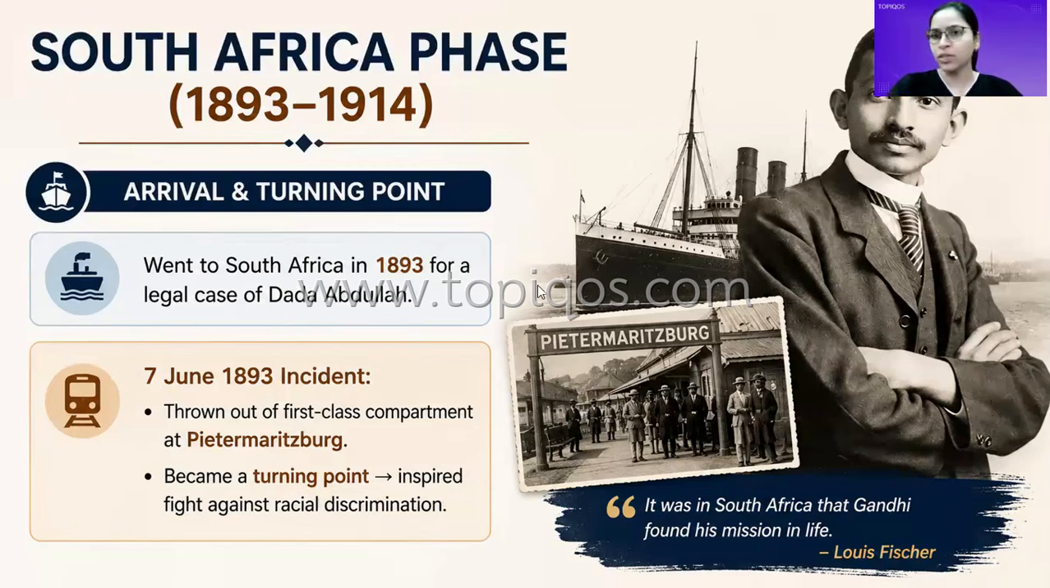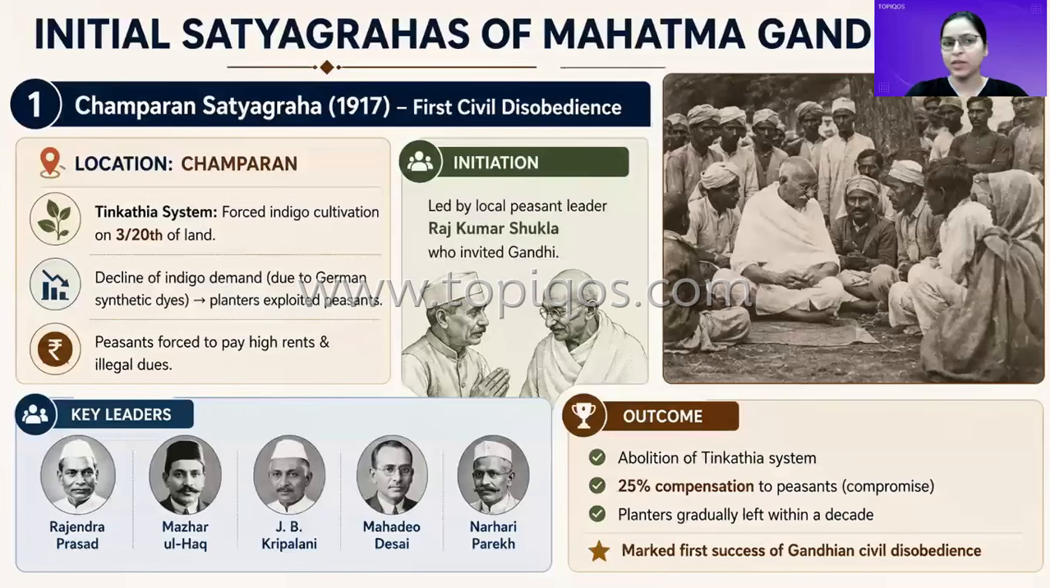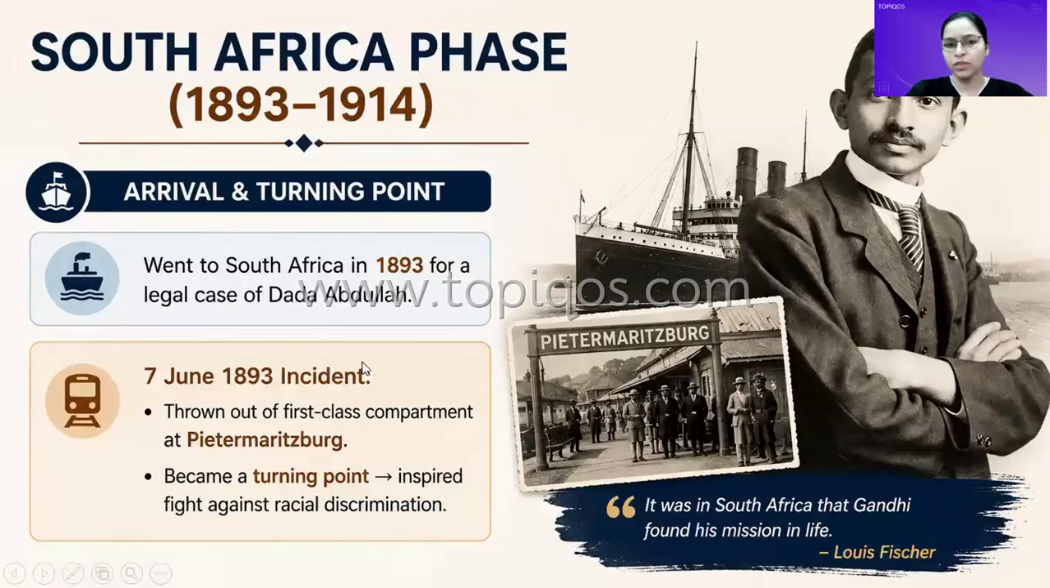Gandhi even called his wife Kasturba, and she was also accompanying Gandhi in this struggle. So this is a very crucial phase of Gandhi's life in South Africa.